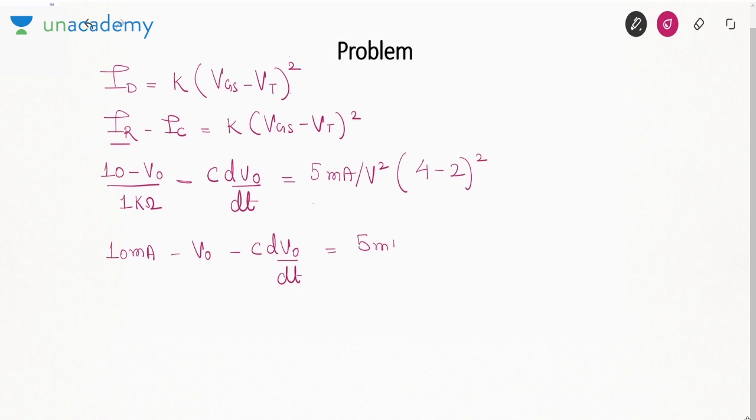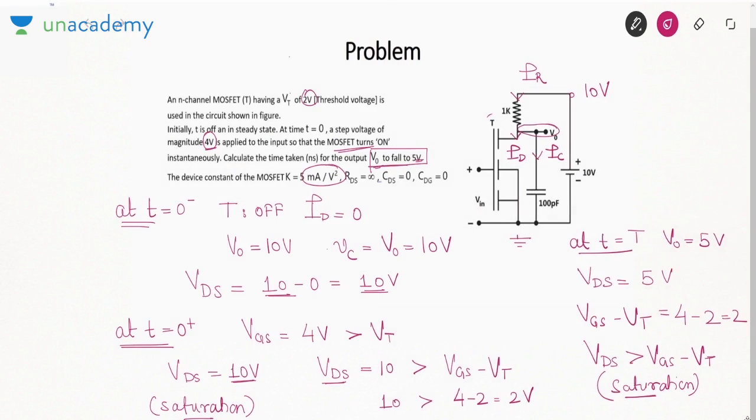Now it is 5 milliampere. 4 minus 2 is 2, 2 square is 4. Actually, it should be K by 2. So that is how much? 10 milliampere. Here I am assuming that this K is mu n COX W by L. That is the value of K that I am taking. And this should also be given in the problem, whether K is mu n COX W by L, or mu n COX W by 2L. That thing should always be specified. Okay.